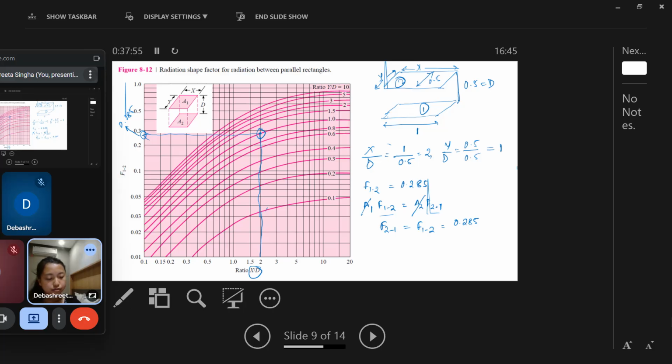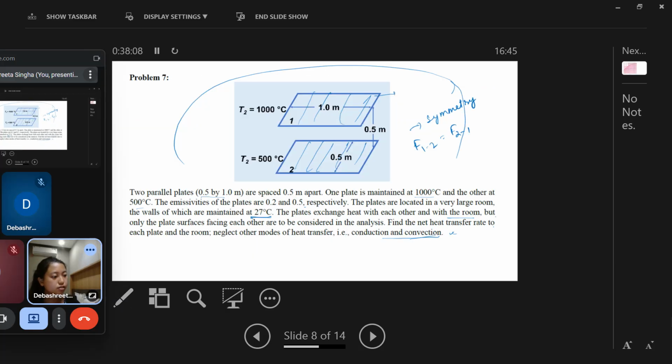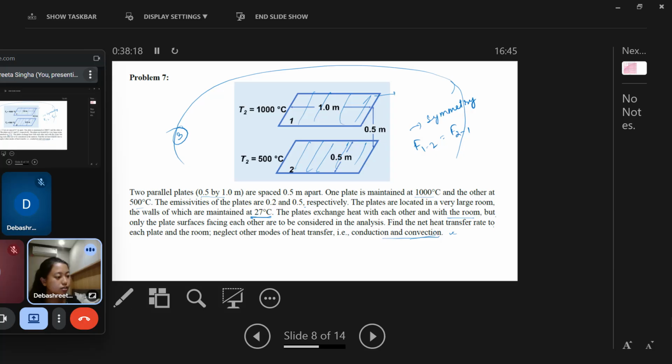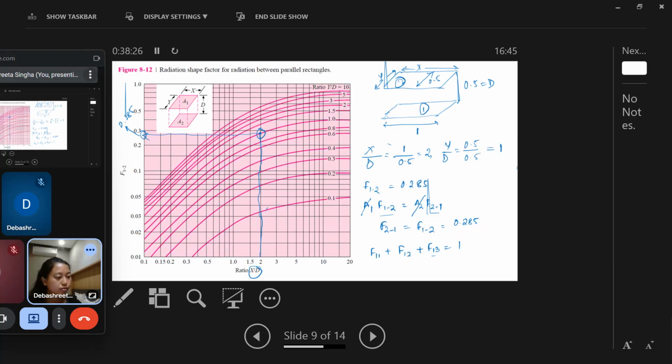Now we have, this is a summation rule. Now 3, if we consider the bigger surface, the outer surface, that is 3, then we can write like this. They have told that the plates are located in a large room, so this room is considered to be the third surface. We can just assume it to be the third surface. Then we can write the total summation rule as this.